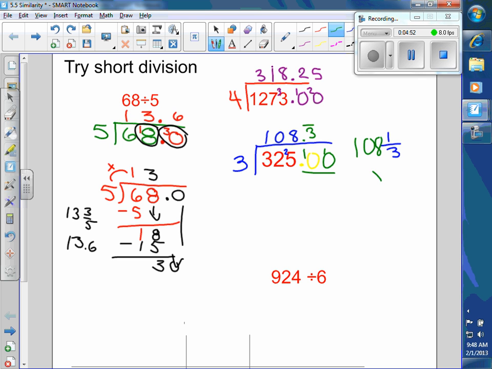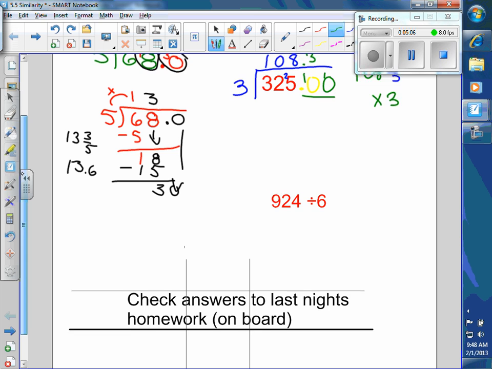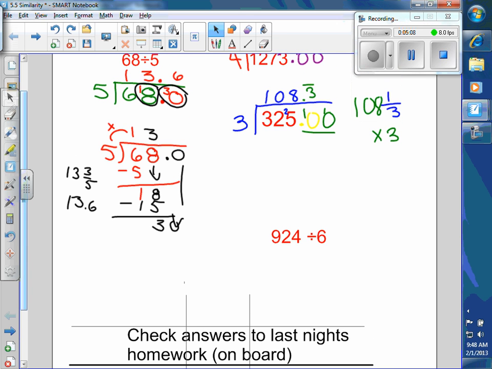So that's good practice, right? Because that was our last test. 108 1/3 is 325 over 3, right? I just did the basic added. Okay. Adam? Okay, so let's do this one.